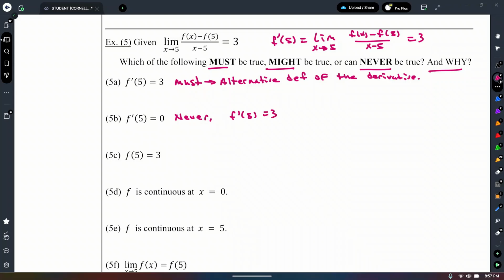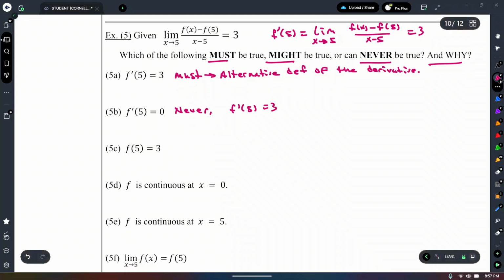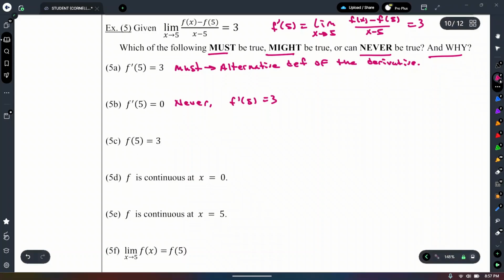From our definition, we know that this derivative at 5 is equal to 3. That's that rate of change. We want to know, is f of 5 equal to 3? And so f of 5 might be equal to 3, but we don't know. And I think this is an important distinction with this might. This is like our IVT problems on Delta Math. We don't have enough information to say it's never true or it must be true.